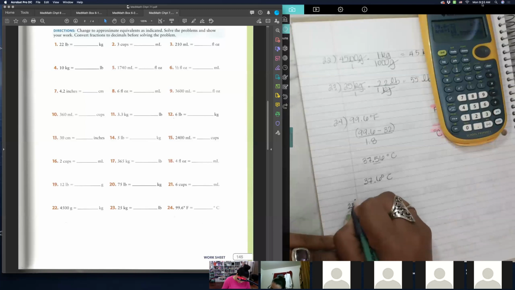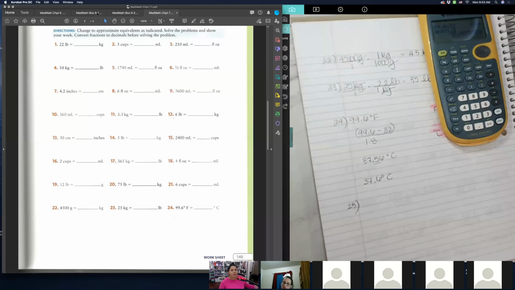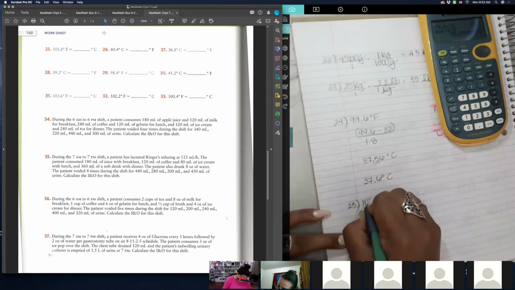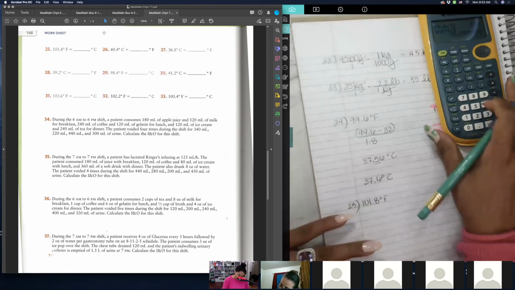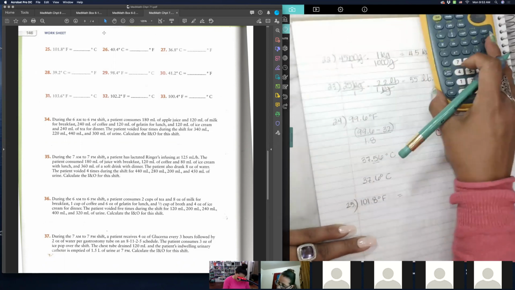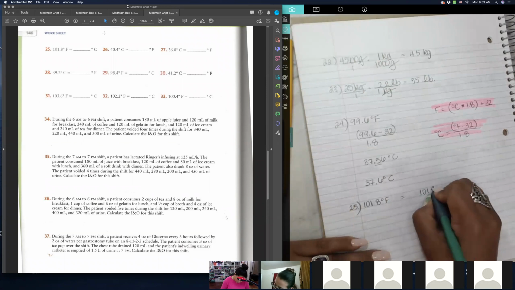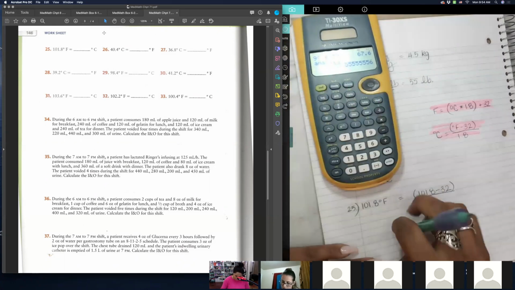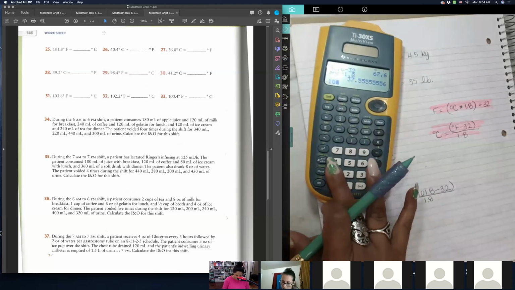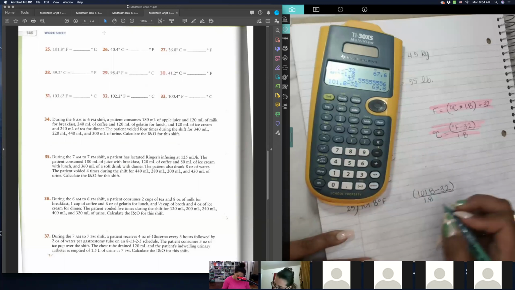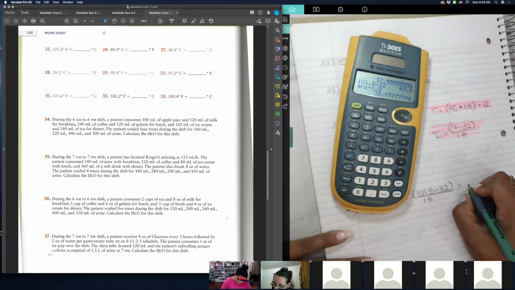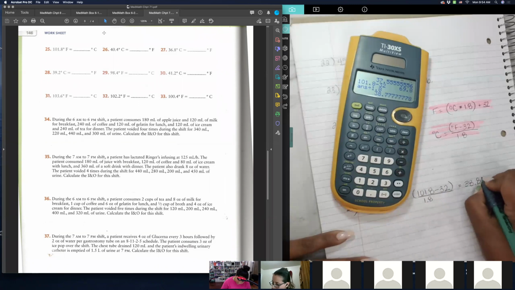All right, 25. Go to the next page here. Okay, 25, we're converting 101.8 degrees Fahrenheit to Celsius. So again, the same thing. We're going to take 101.8 minus 32 and then divide by 1.8, and then we're going to round to the tenths place. So that's going to give me 38.8 degrees Celsius.